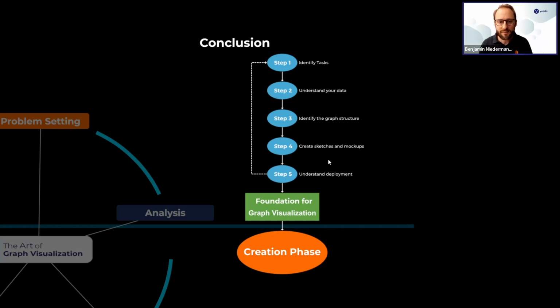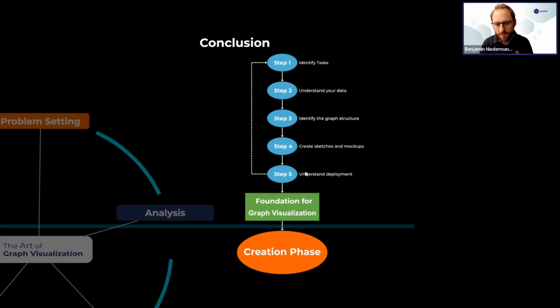And then a next step, which is often very helpful, is to create sketches and mock-ups and do some small experiments, for example using Jupyter by extracting data, and then see whether this already can work out. And then this already gives you some kind of information. And the last thing is that you also should think about the deployment, in which kind of environment this visualization is used. And this gives you good information and a good foundation for the graph visualization.